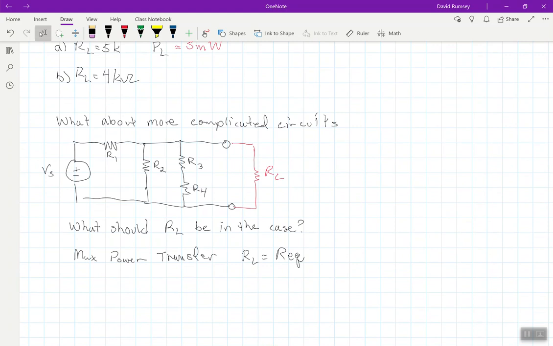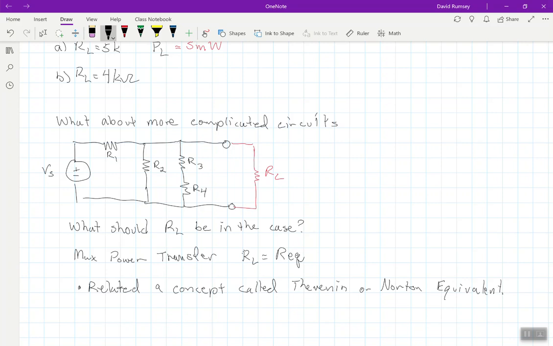Now, I want to say one additional thing here. This is often related to a concept called Thevenin equivalent or Norton equivalence. So if you have your text, you'll probably see something in reference to Thevenin and Norton equivalence. If you're looking for some more things to read and just learn more about circuits, I encourage you to look at some of those, but we are not going to take things quite at that level.